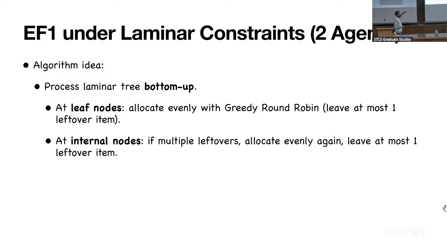But if the node is an internal node, that means their children have leftovers. If there are multiple leftovers, more than one, then we will evenly allocate those leftovers among the agents using the round robin algorithm. And if required, we will leave one item and pass it to the parent. So for each node, we are allocating only an even number of items, and if required, we leave one item unallocated and pass it to the parent.